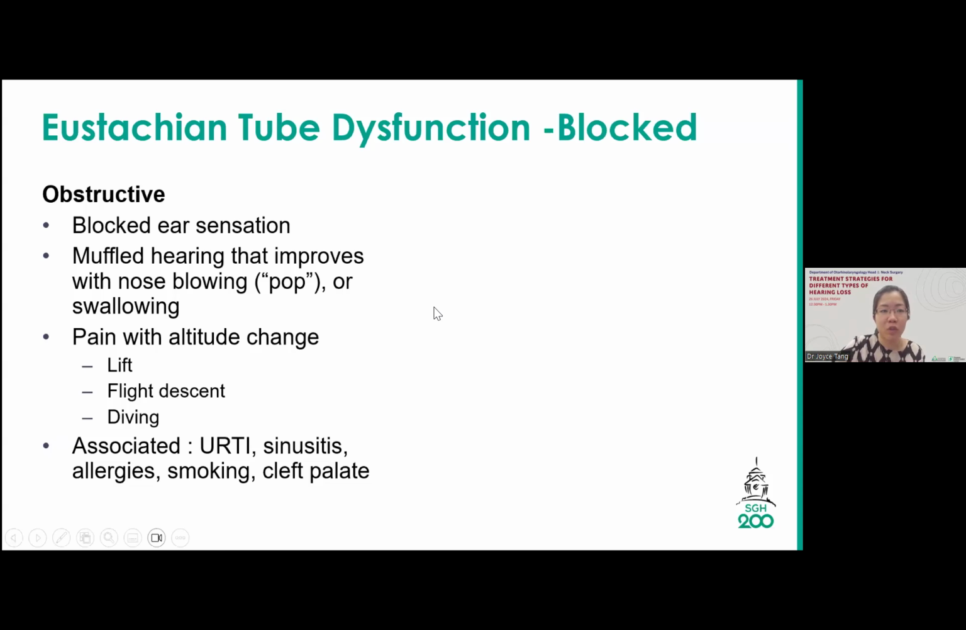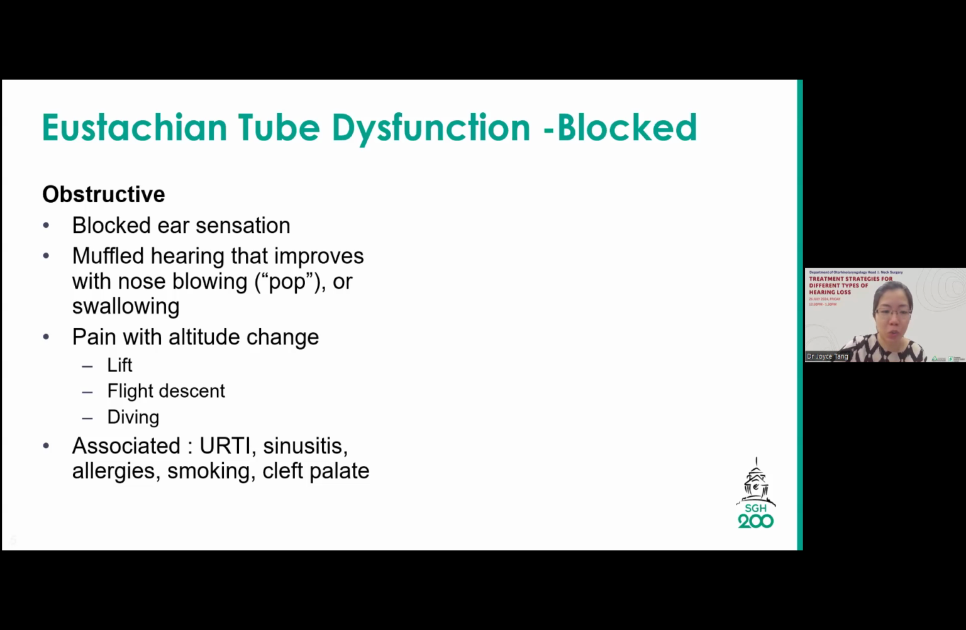Another thing you might feel if you have Eustachian tube dysfunction is pain if there is a change in the altitude. For example, as I mentioned, if you take a lift from the 0th floor to the 44th floor, you might feel pain. Or if you're taking a plane, same thing, you might also feel pain. Or the opposite of going up is going down, if you go diving, for those who have dived before, you must be able to pop your ears. Otherwise, you cannot dive. You will get very bad pain and you will not be able to continue diving.